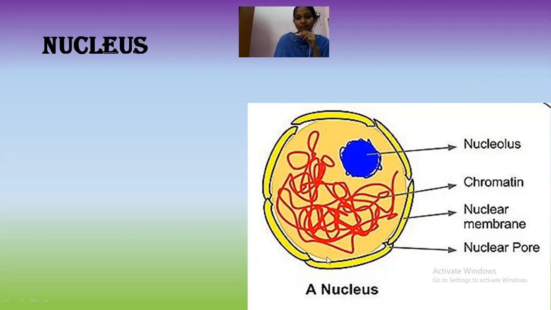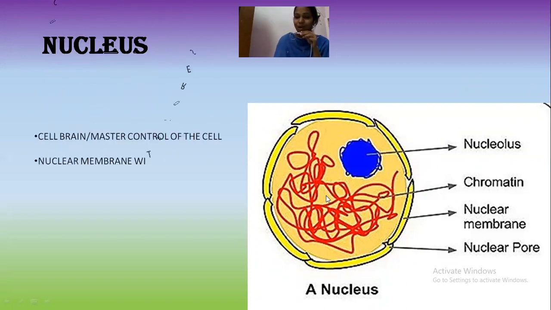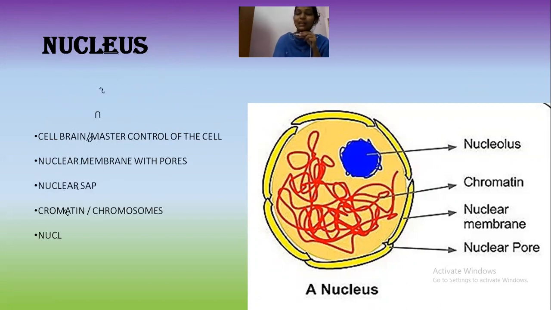Next, inside the nucleus, there is a matrix-like substance. This is called nuclear sap. And this thread-like structure that is present in the nucleus is called chromatin. When the chromatin undergoes condensation, it becomes chromosomes. Inside the chromosomes, we know very well the DNA will be present. And this round ball-like structure that is present inside the nucleus is called nucleolus.